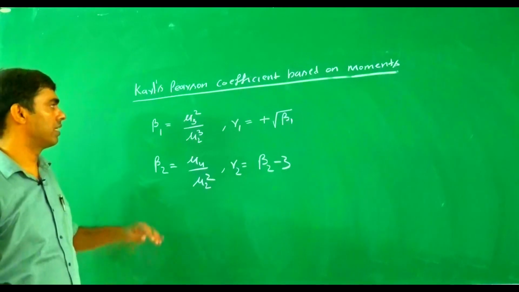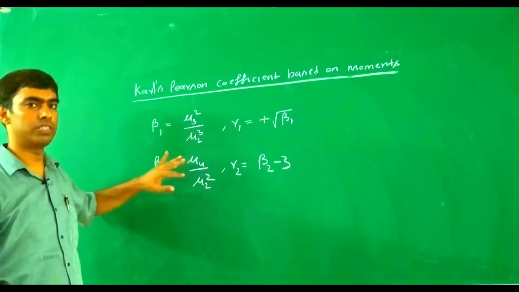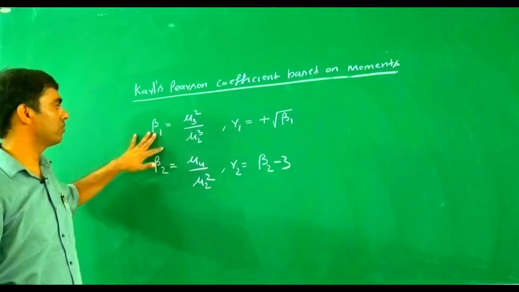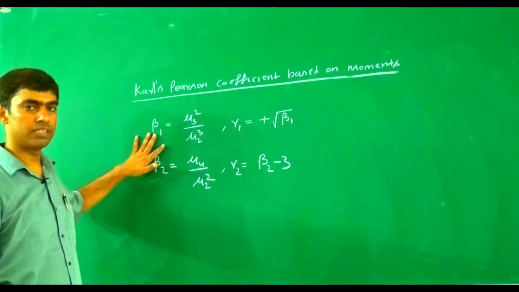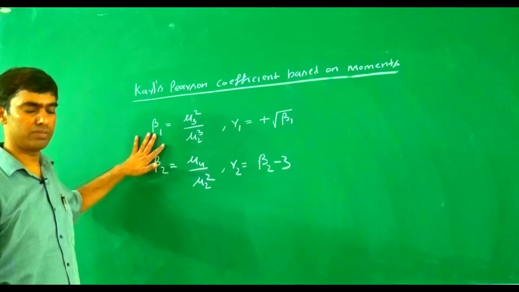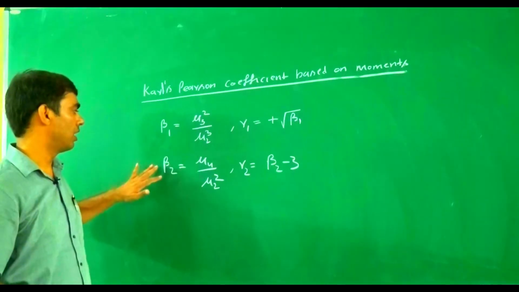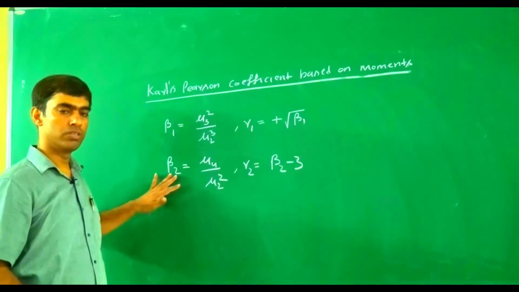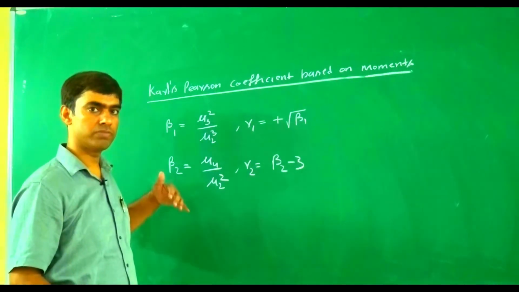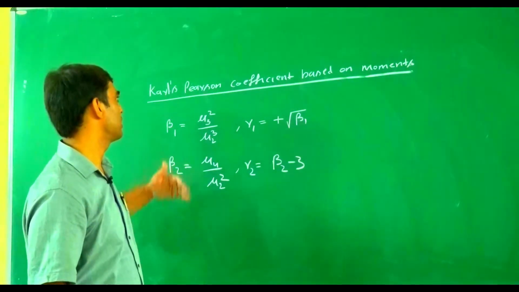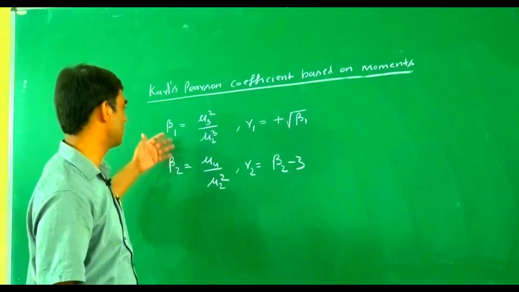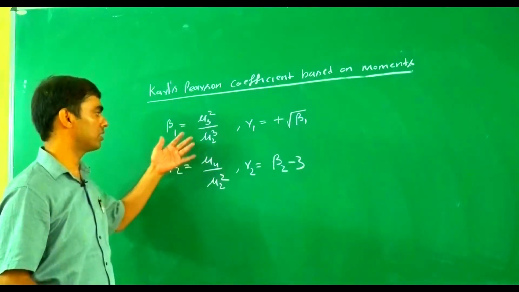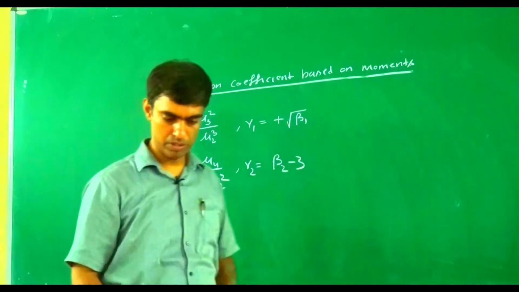Later on we use the coefficient beta 1 to decide the lack of symmetry, either there is a symmetry or not. Lack of symmetry means a measure of skewness. And we use beta 2 to decide the measure of kurtosis. So these are Karl Pearson's coefficients based on moments, meaning beta 1, beta 2, gamma 1 and gamma 2.